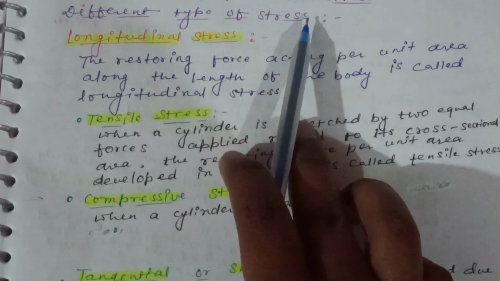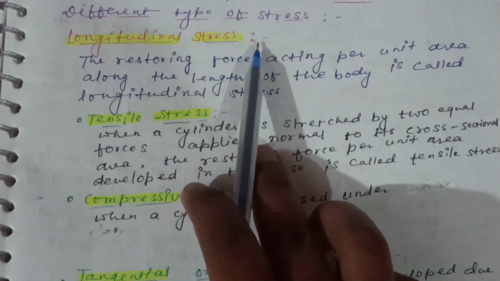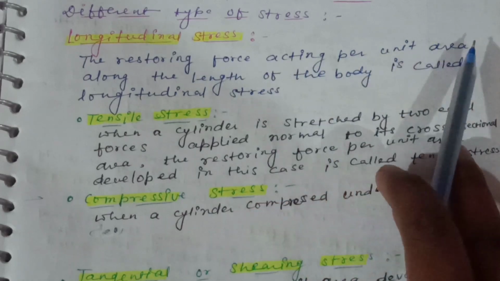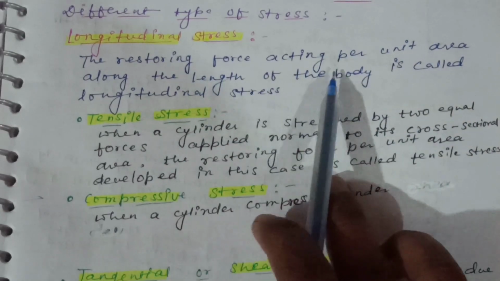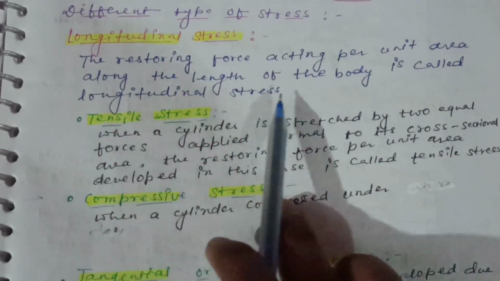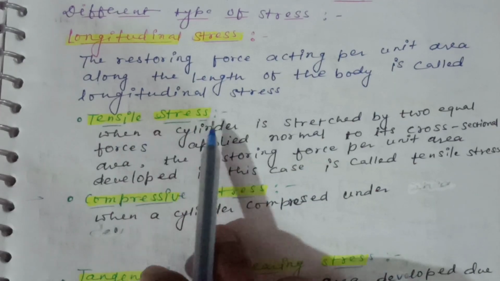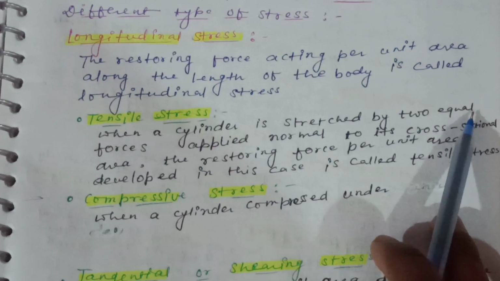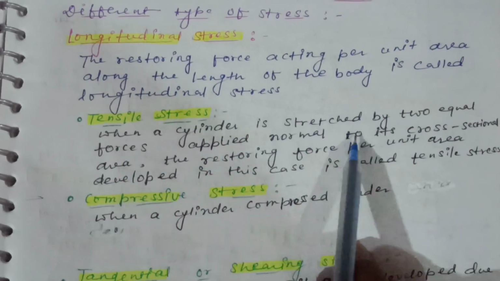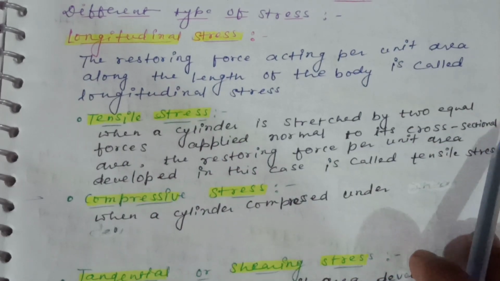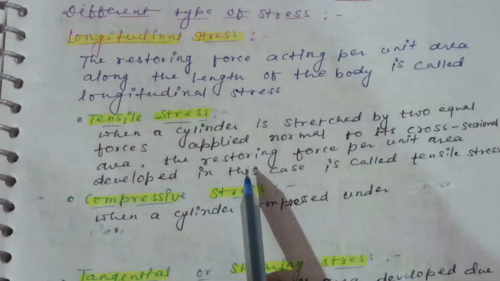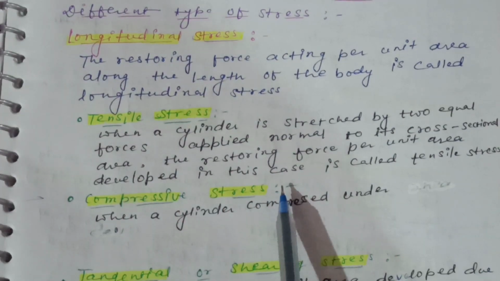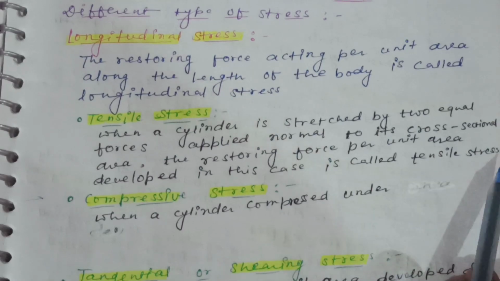Different types of stress. Longitudinal stress. The restoring force acting per unit area along the length of the body is called longitudinal stress. Tensile stress. When a cylinder is stretched by two equal forces applied normal to its cross-sectional area, the restoring force per unit area developed in this case is called tensile stress.